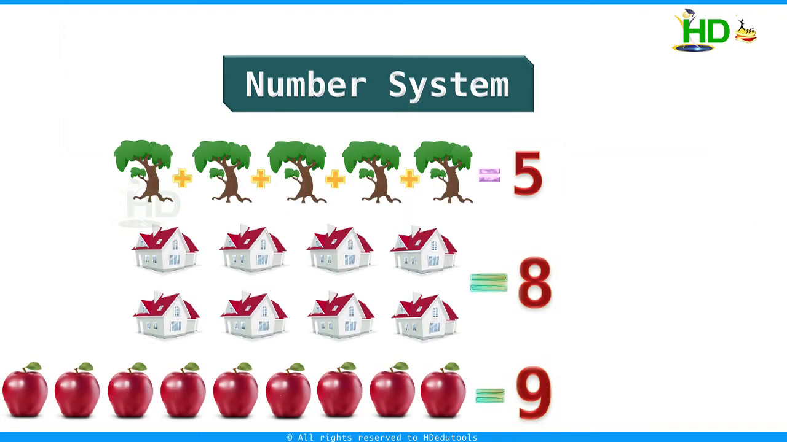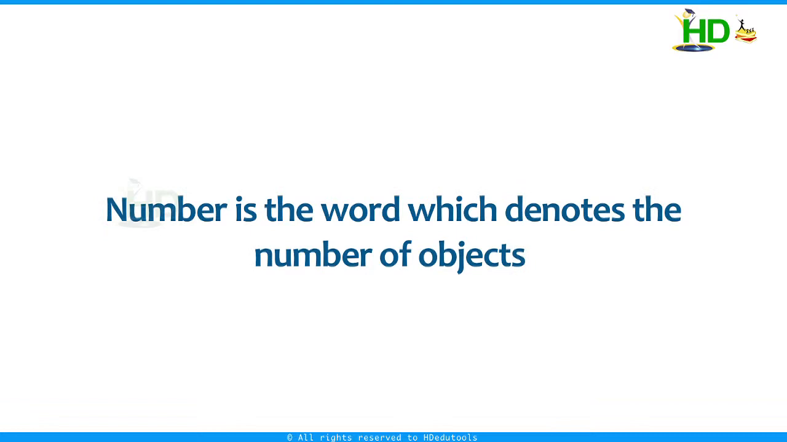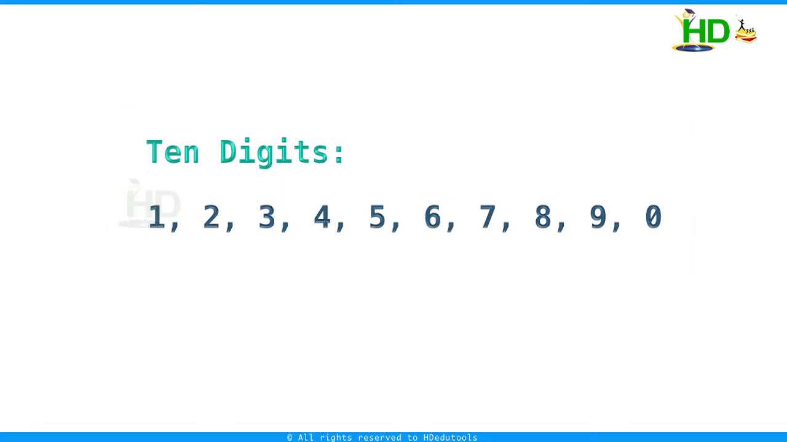How can you say that? By counting the objects. Now these 5, 8, 9 are called numbers. That is, number is a word which denotes the number of objects, and numeral is a symbol for the number. And in decimal system, 10 digits are there for writing the numbers, and they are 1, 2, 3, 4, 5, 6, 7, 8, 9 and 0.